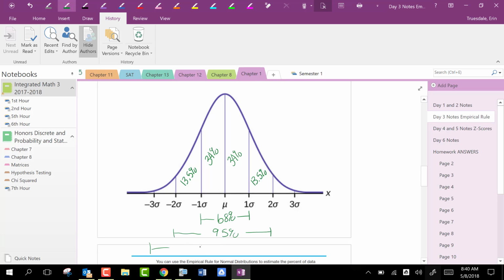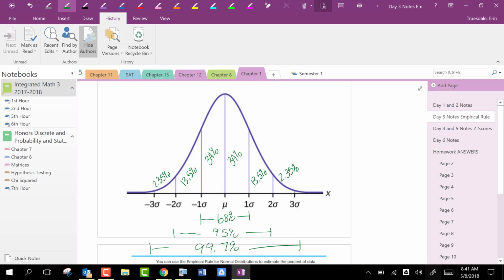All right, and then lastly, 99.7% of the data falls within 3 standard deviations of the mean. And so I can fill in these last little bits, and that would be 2.35% and 2.35%. If I add all of these numbers that I just wrote up, are they going to add up to 100%? Not quite, right? What would they add up to be? Very good, 99.7. Not quite all of it, but most of the data falls there.